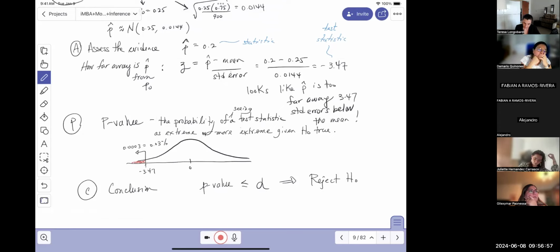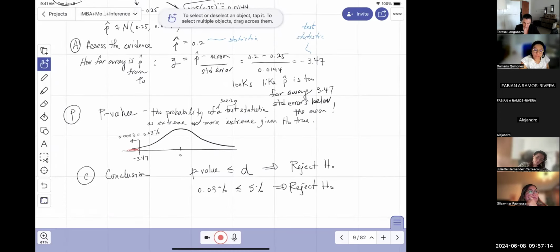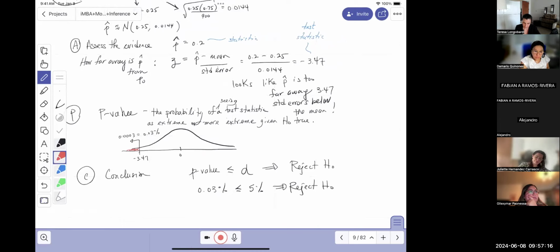So let me write this up. The p-value that we got was 0.03%. And as long as that's less than 5%, we reject the H naught. Now, where did the 5% come from? This is a convention that statisticians use. This is called the level of significance.